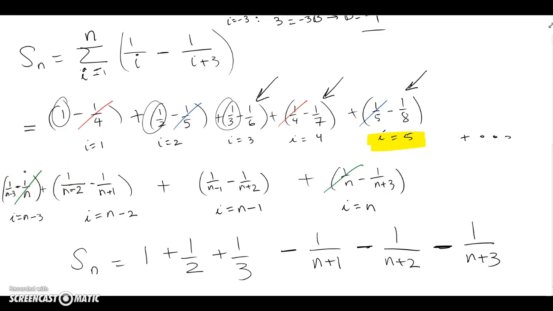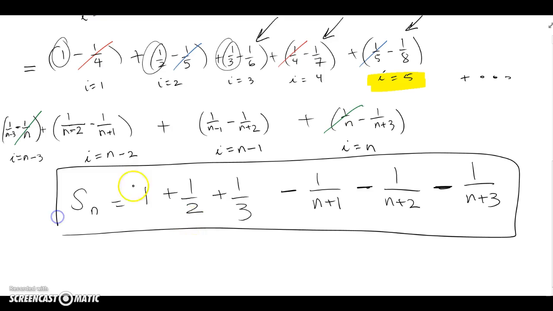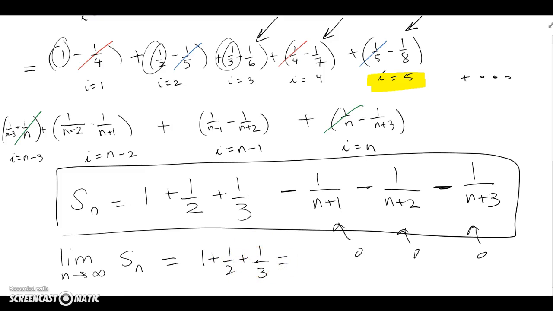So ultimately, the nth partial sum is really this. They were 3 apart. The first 3 are left, and the last 3 are left. And the limit, as n goes to infinity of s sub n, we know that this guy goes to 0, this guy goes to 0, and this guy goes to 0 as n goes to infinity. So I just end up with 1 plus a half plus a third, which I guess ends up being, what, 11/6? So the series was indeed a telescoping series, and it converged to 11/6.